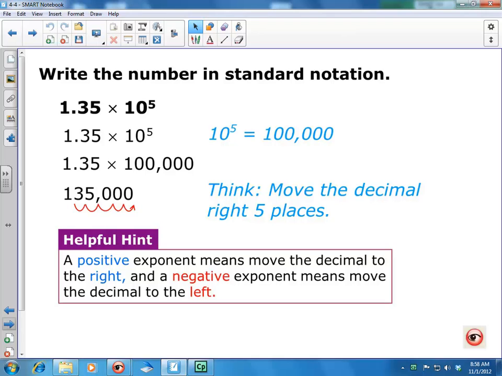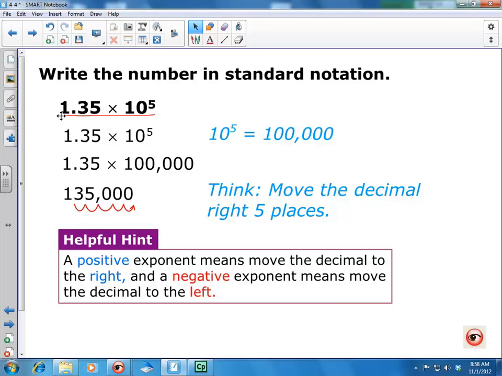It says when we're writing numbers in standard notation, we're going to take our scientific notation, this number right here, 1.35 times 10 to the 5th power. That's scientific notation. When it says we want to write in standard notation, that means write it like a regular number. Remember, you should be copying these down in your notes. Anything that's up here should be the exact same as in your notes.